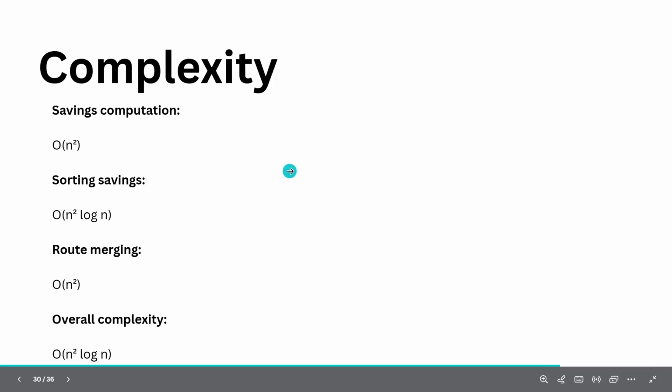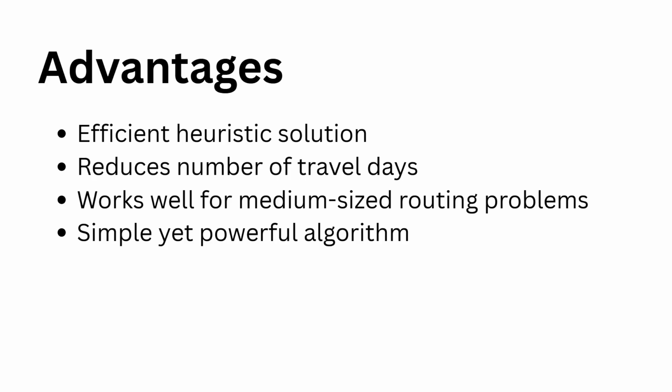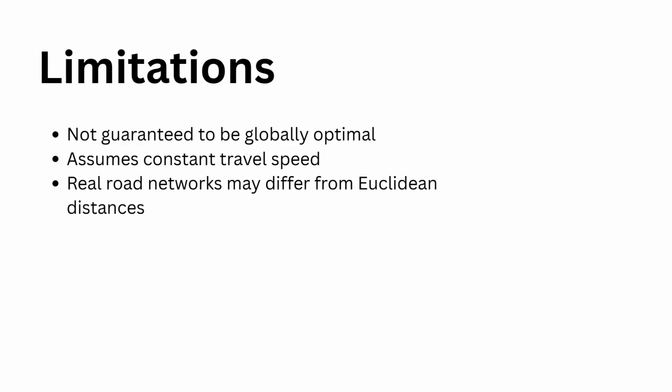So the savings computation is O(n squared). Sorting savings is O(n squared log n). Route merging takes a complexity of O(n squared). Overall complexity becomes O(n squared log n). Advantages: efficient heuristic solution, reduces number of travel days, works well for medium-sized routing problems, simple yet powerful algorithm. Limitations: not guaranteed to be globally optimal, assumes constant travel speed, real road networks may differ from Euclidean distances.